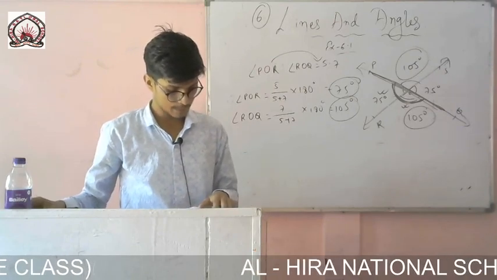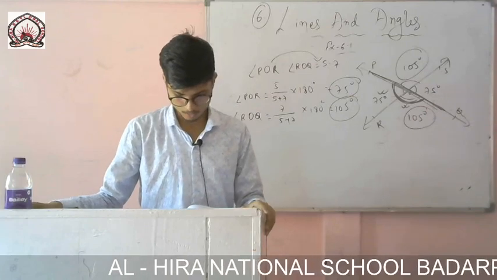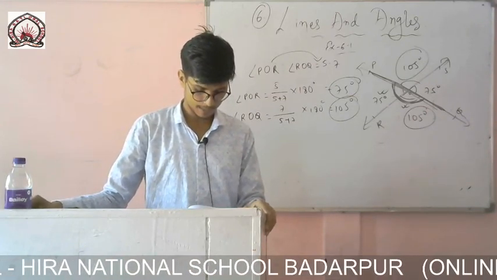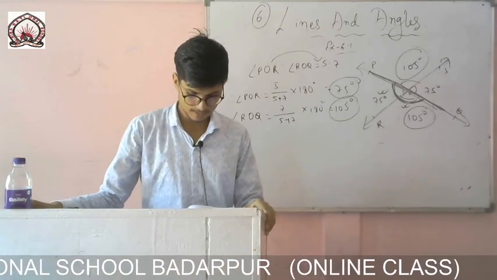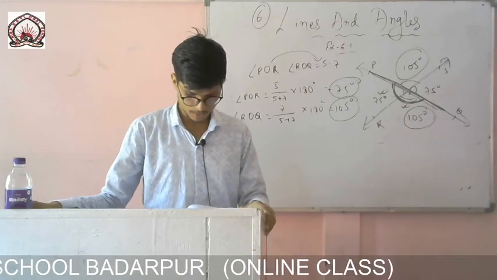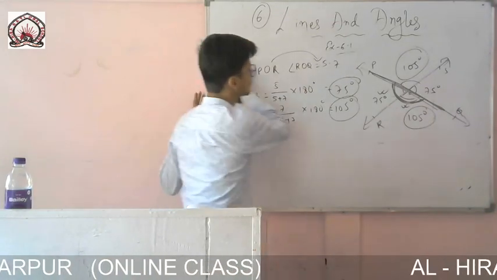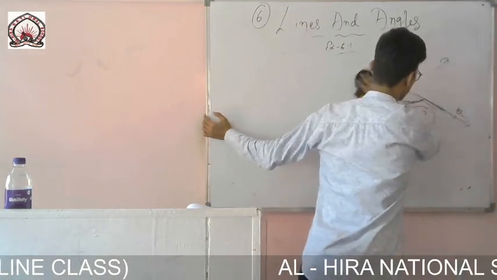Example number 2, you see, the ray OS stands on line POQ, ray OR and ray OT are angle bisectors of angle POS and angle SOQ respectively. If POS is equals to X, you have to find ROT. Okay, this one I will show some basic calculations, and I will make you clear.